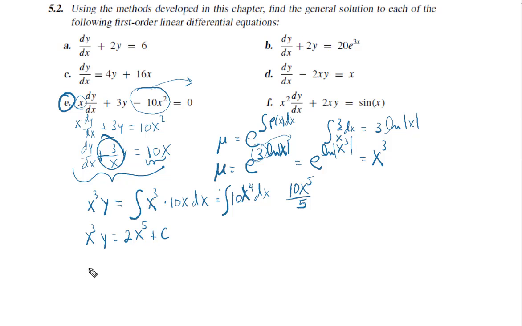We can solve that for y by dividing through by x cubed. So y would be 2x to the 5 divided by x cubed, and c divided by x cubed. Now 2x to the 5 divided by x cubed would just be 2x squared. And we can usually write this, c over x cubed, as just c x to the negative 3. There's our solution.